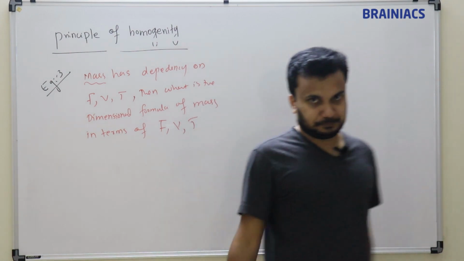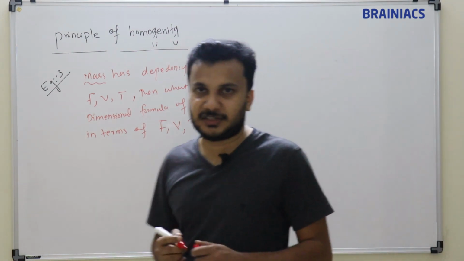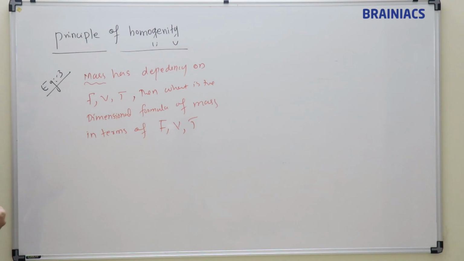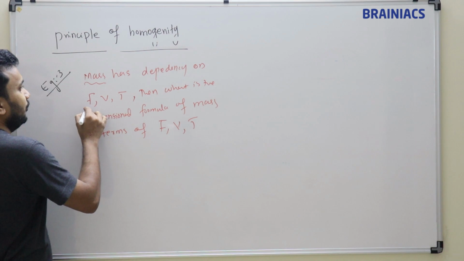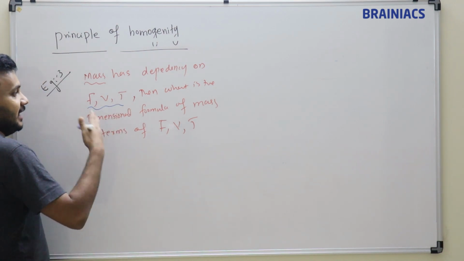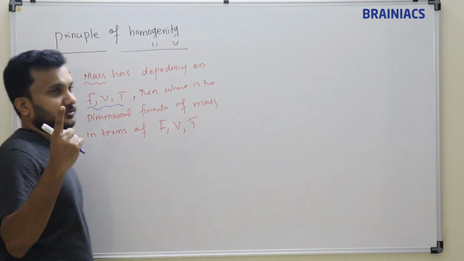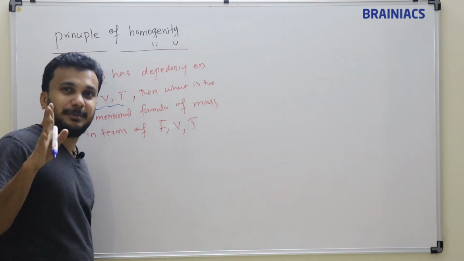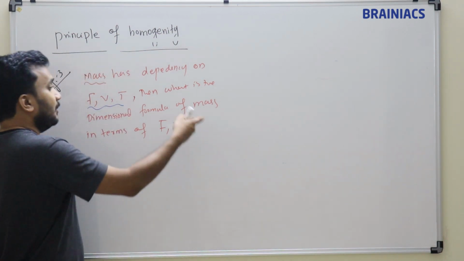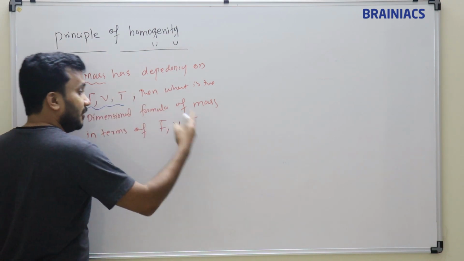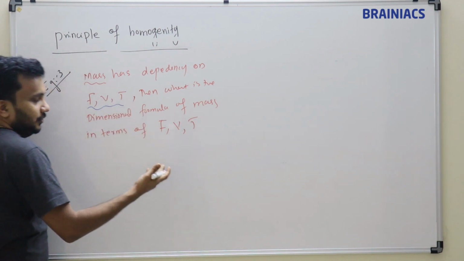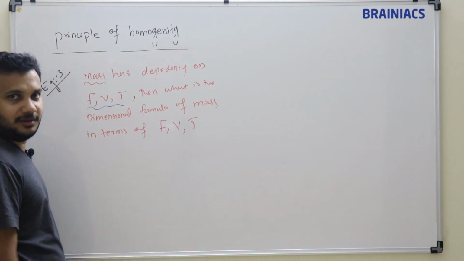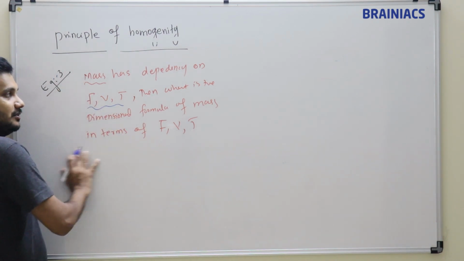This question is an example that will give you a representation. Listen to the question. Mass has a dependency with respect to F, V, T. Then what is the dimension formula of mass? You know it: M, simply M, mass. But the question is asking for the dimension formula of mass in terms of F, V, T. They will give you some options, such as F raised to 1, V raised to 2, T raised to 3, something like that. So how do we solve this kind of question?